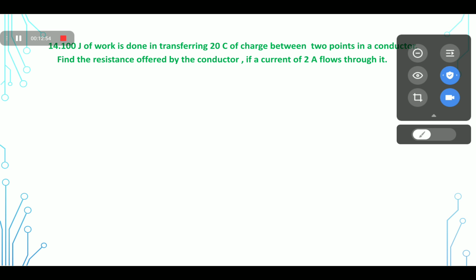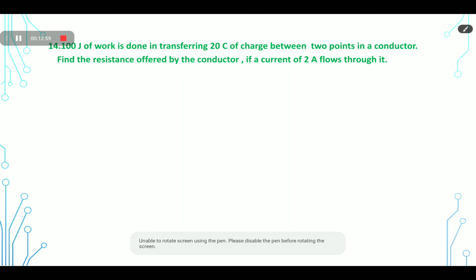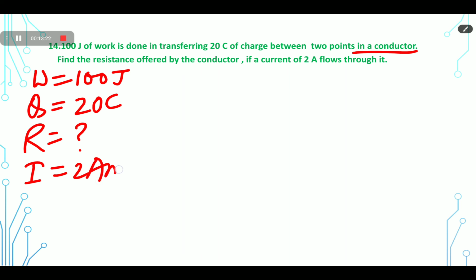Now I think this is the last question. 100 joule of work is done, means W is given, 100 joule of work is done in transferring 20 coulomb of charge, Q is equal to 20 coulomb, between two points in a conductor. Find the resistance offered by the conductor if a current of 2 ampere flows through it. I is equal to 2 ampere.